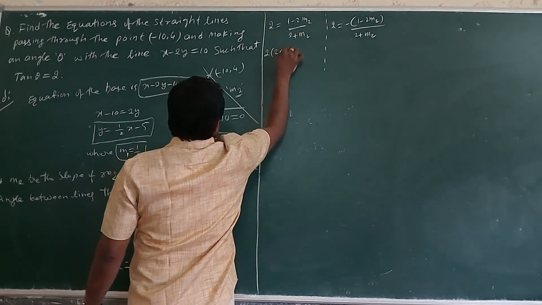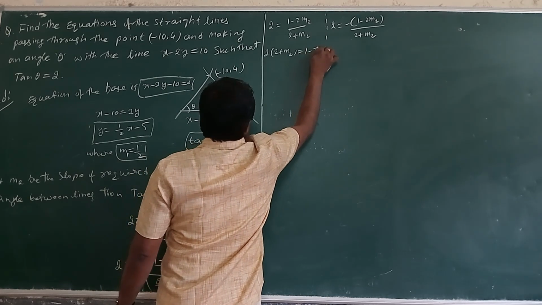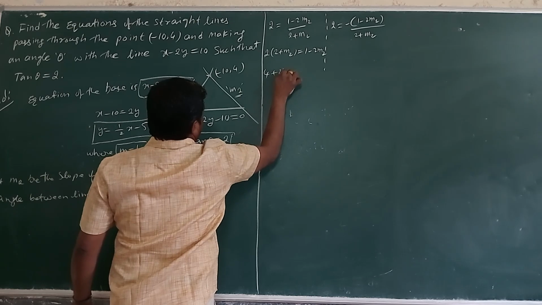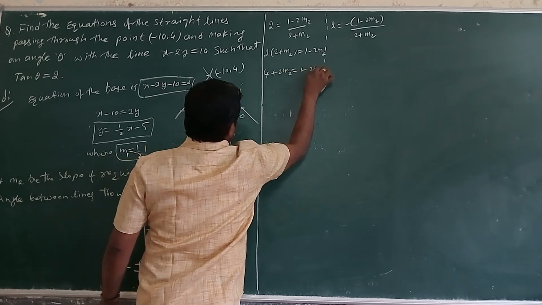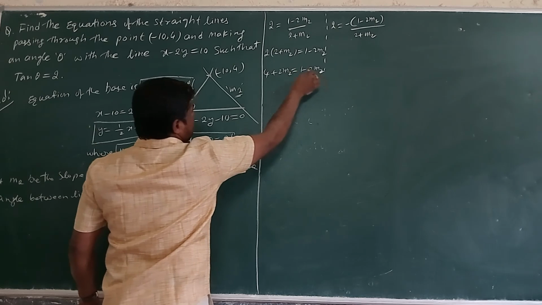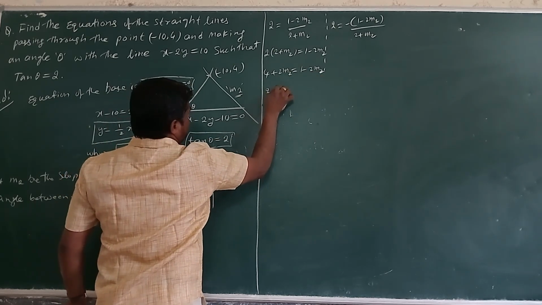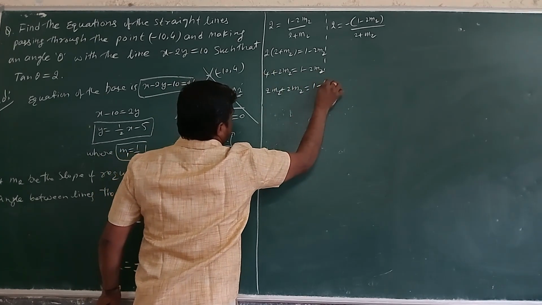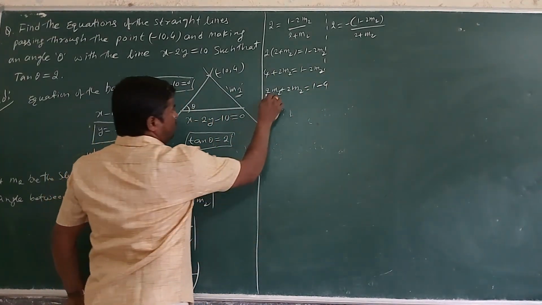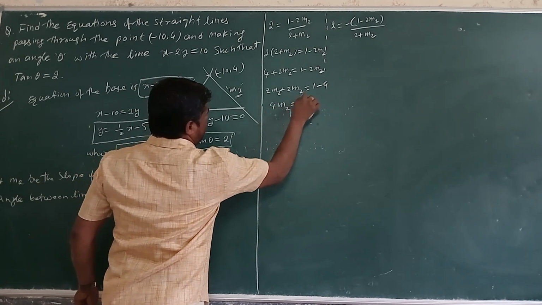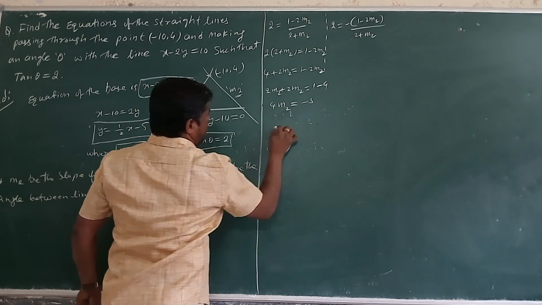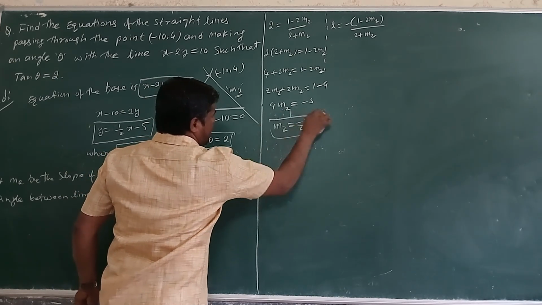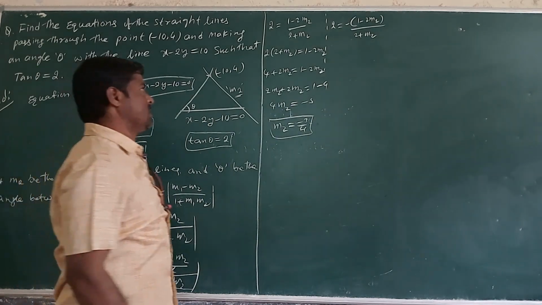Cross multiplying and simplifying, we get m2. 2 of (2 plus m2) equals 1 minus 2m2. 2 into 2 is 4, 2 into m2 is 2m2, equals 1 minus 2m2. Minus 2m2 transferred to the left-hand side becomes plus 2m2, so 2m2 plus 2m2 equals 1 minus 4. 4m2 equals minus 3. We get slope m2 equals minus 3 by 4. In the first case, m is minus 3 by 4.